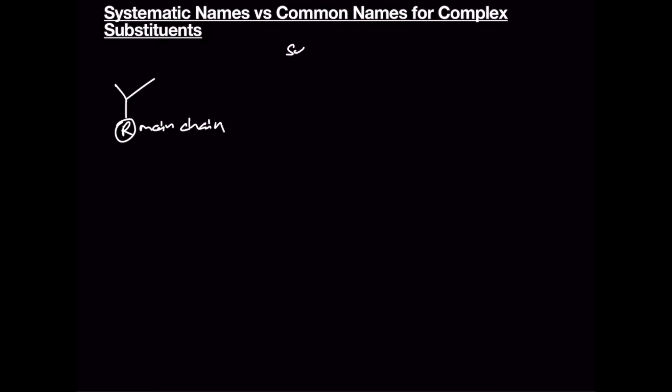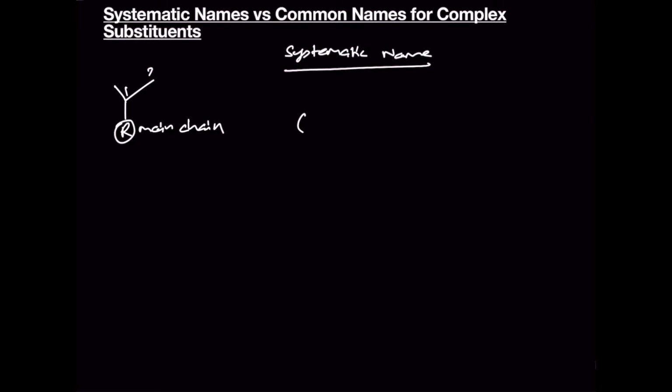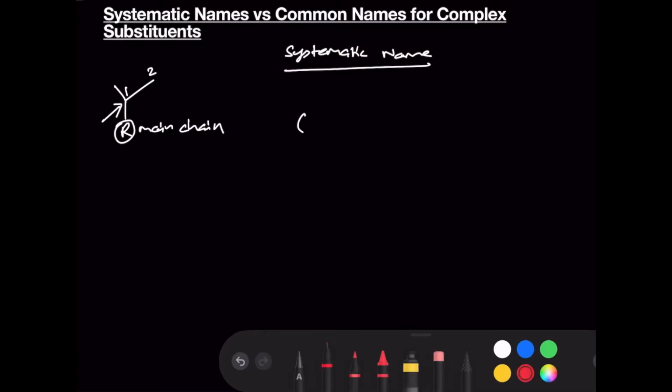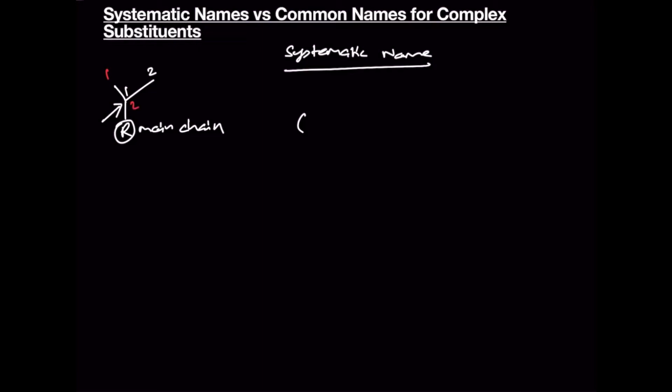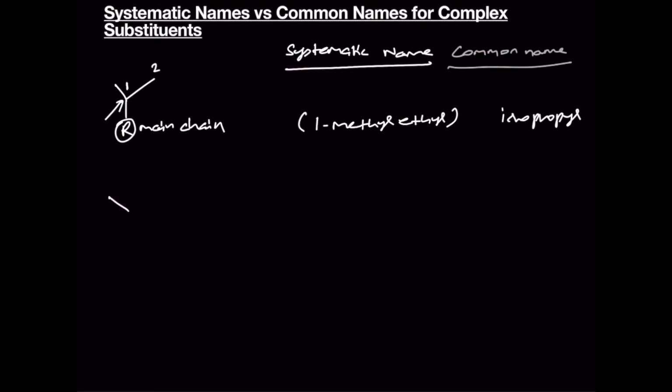So the systematic name for this would be 1, 2. Always start numbering where the main chain is connected. Do not start numbering from here. That would be wrong. So the systematic name would be 1 methyl ethyl for the isopropyl, and then let us move to the butyl chains.